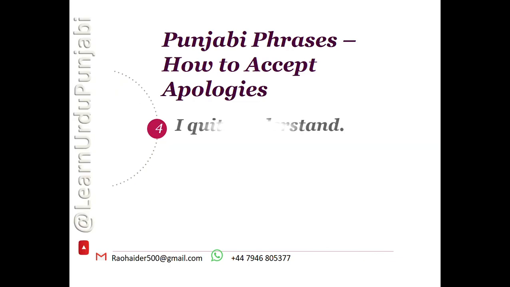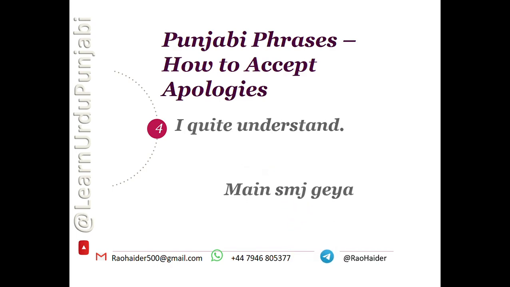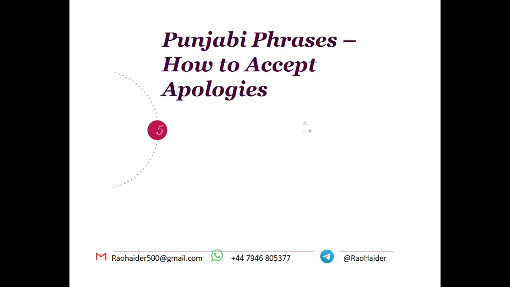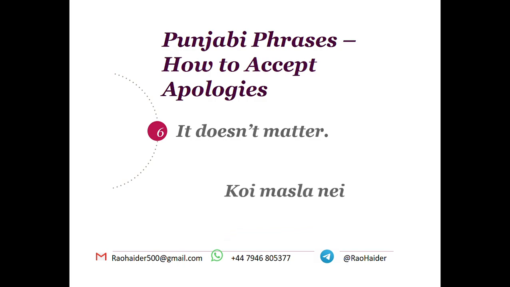And the next sentence is: I could understand. मैं समझ गया. The next sentence is: that's alright. सब ठीक है और चल ठीक है. The next sentence is: it doesn't matter. कोई मसला नहीं.